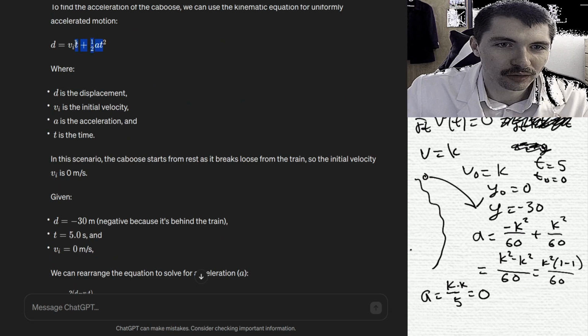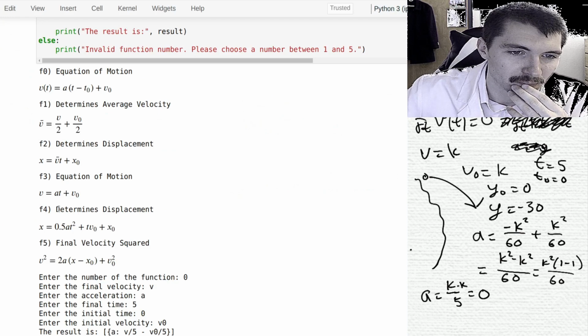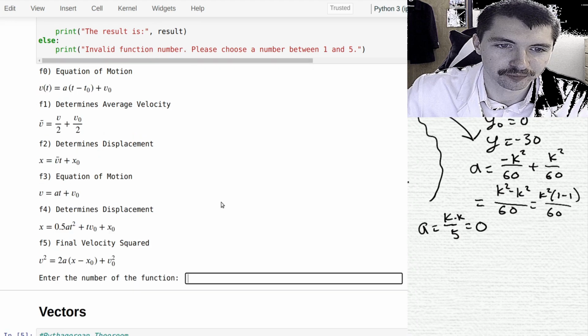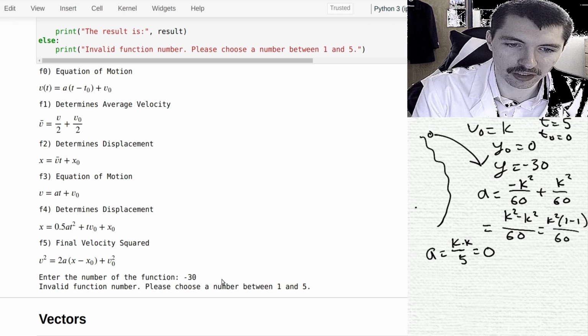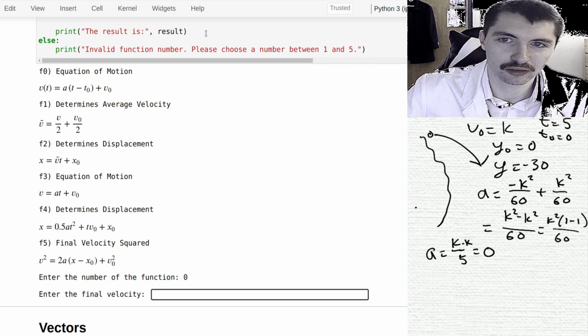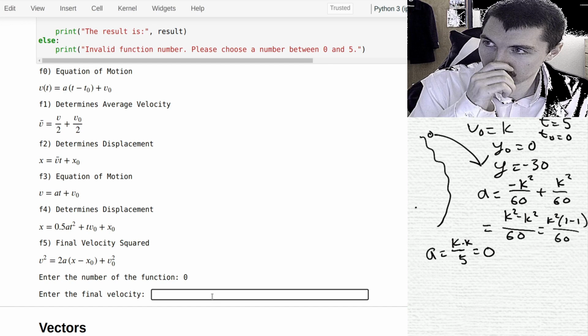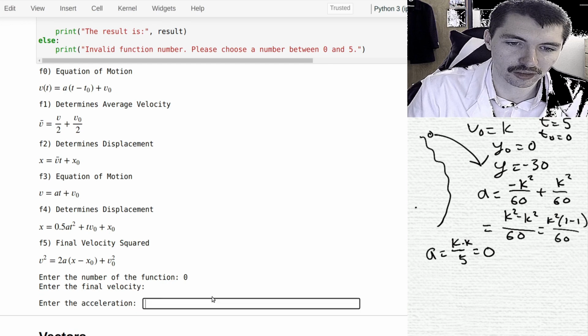Okay, so what equation are they using? 1/2 V naught. So you're using this. Okay, so let's see if we can get what they got. So let's try x naught at 0, and x at 30.